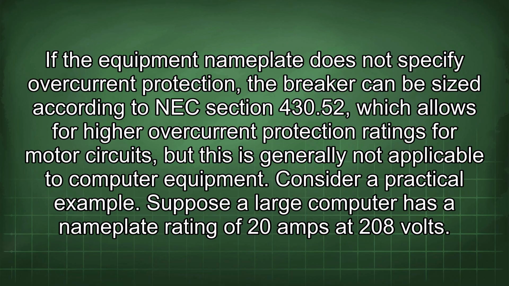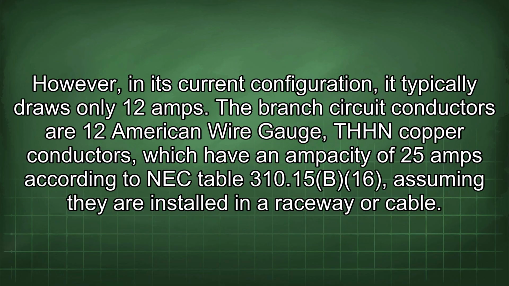Consider a practical example. Suppose a large computer has a nameplate rating of 20 amps at 208 volts. However, in its current configuration, it typically draws only 12 amps. The branch circuit conductors are 12 American wire gauge THHN copper conductors, which have an ampacity of 25 amps according to NEC Table 310.15(B)(16), assuming they are installed in a raceway or cable.